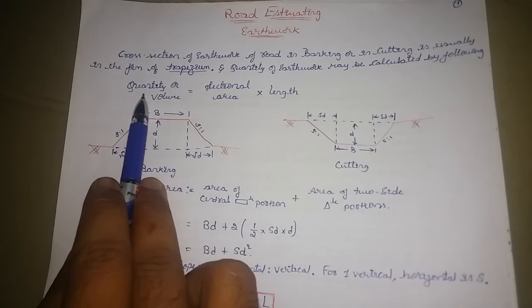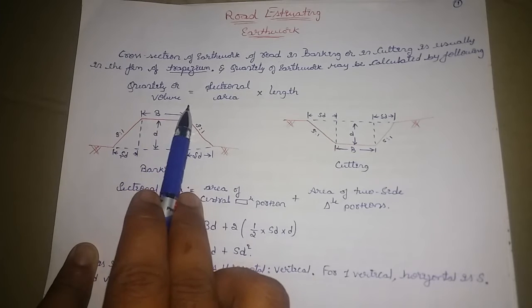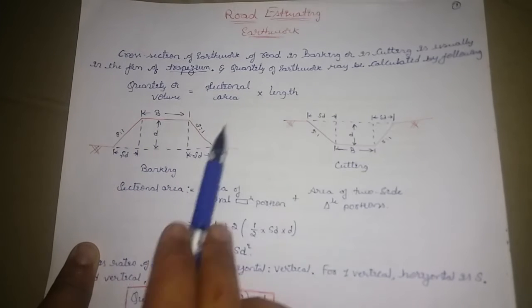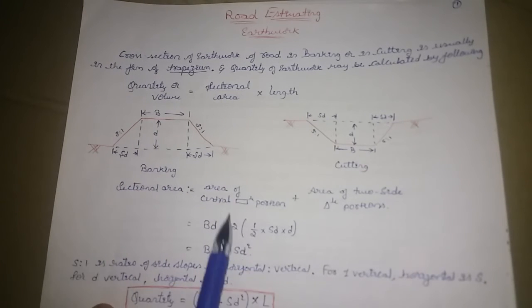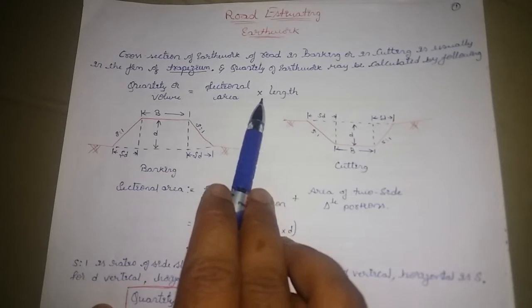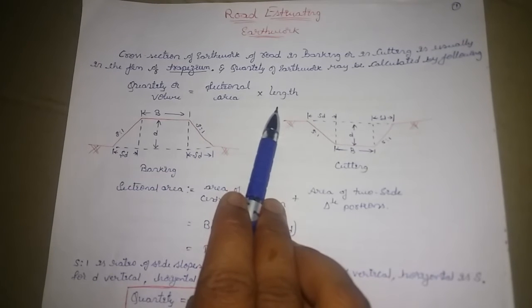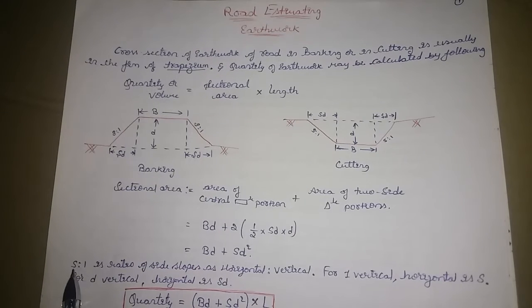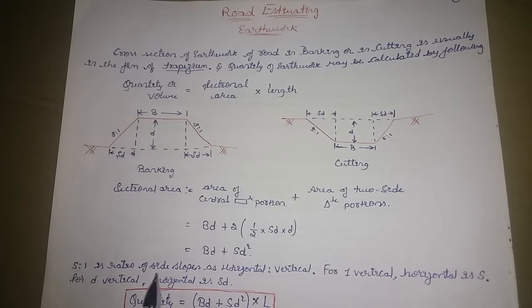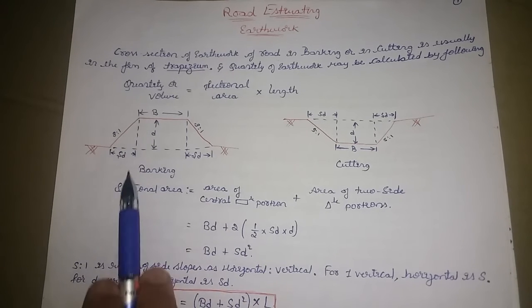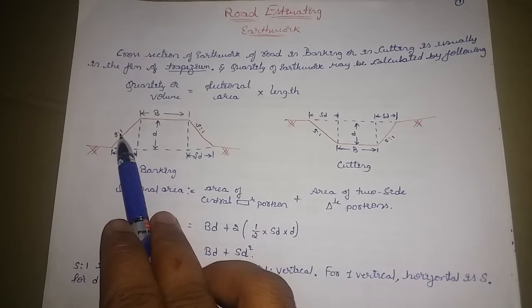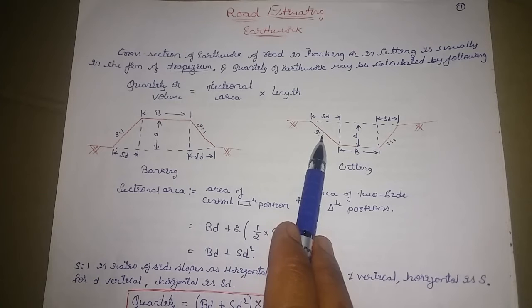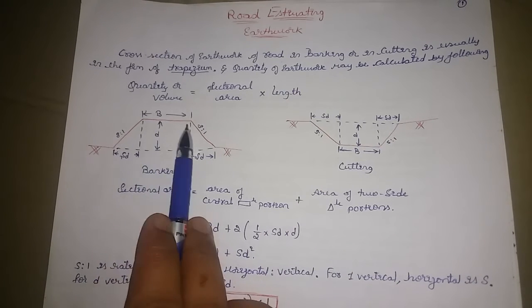Now in order to get the quantity or volume, it is the sectional area into length. You got the sectional area as BD plus SD square. I substitute that for the sectional area and multiply with the length. Therefore S is to 1 is the ratio of side slope, horizontal to vertical. You can see in the diagram that we have written S is to 1 here and here also. Now what is B?